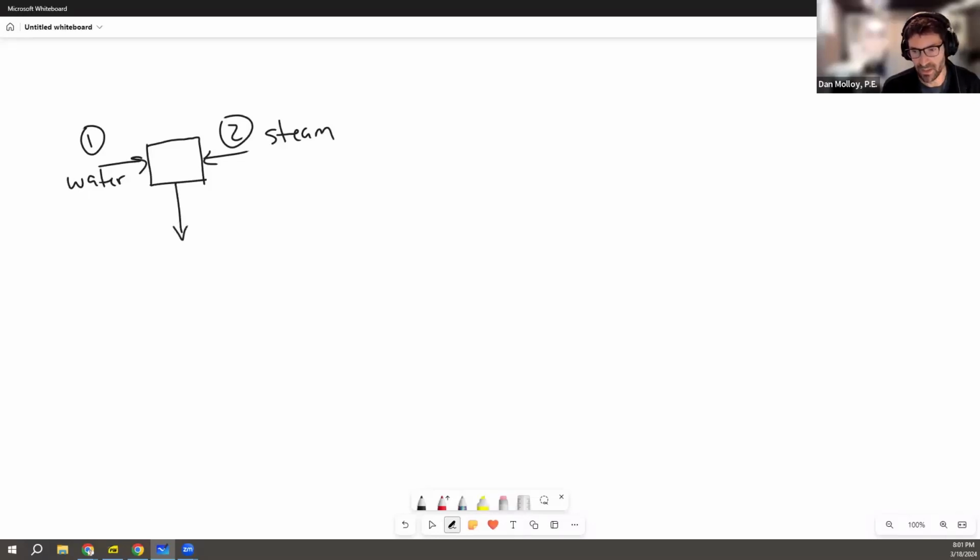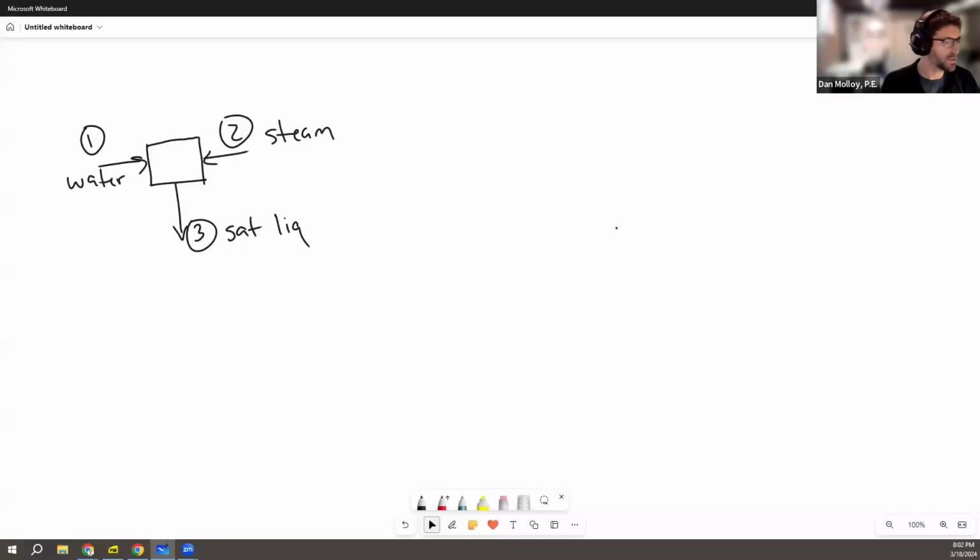And then the leaving condition we knew was going to be a saturated liquid or a saturated mixture, right? So we don't really know if it's going to be a mixture of liquid and steam, but we know it's going to be a saturated condition. So I'll put saturated liquid. And the question dealt with the mass balance and the energy balance. And we had to use both equations together.